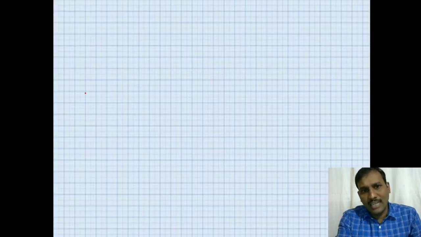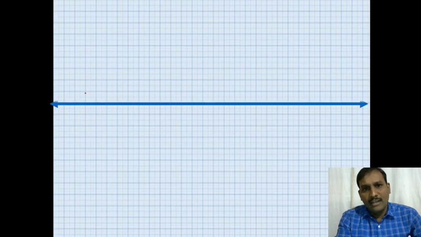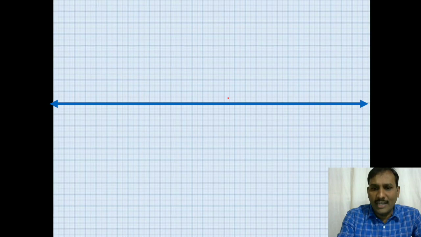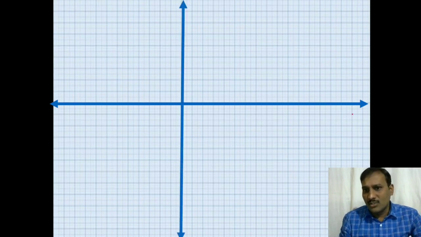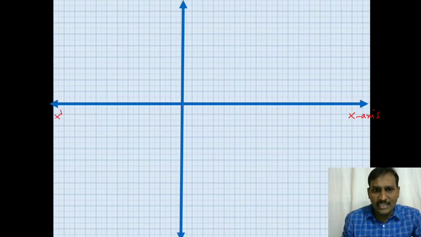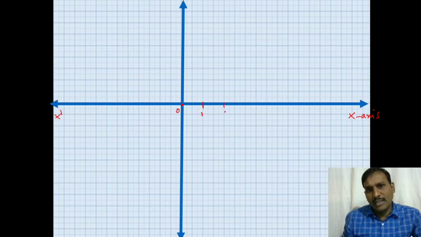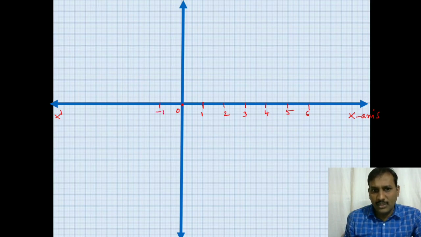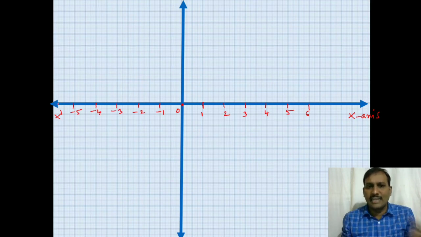This is called a Cartesian plane or xy plane. This is a horizontal number line, and this is the vertical number line. This is called the x-axis and this is x dash. From here it is 0. From the right side, if you go, the numbers are positive, 1 2 3 4 5 6 like this, and if you go left from 0, it will be -1 -2 -3 -4 and -5. So this is the x-axis and this is x dash, the positive x-axis and negative x-axis.